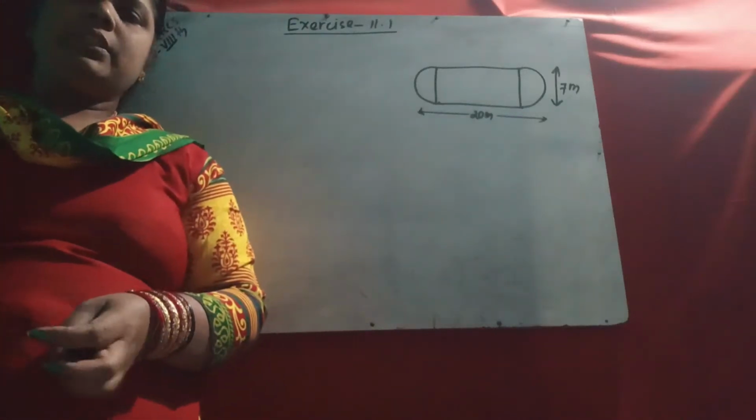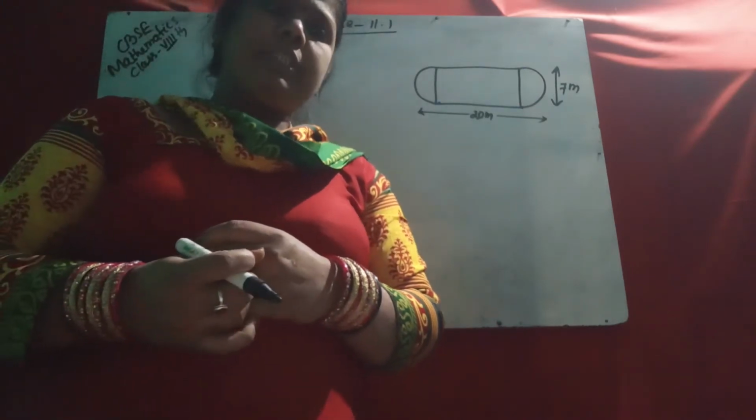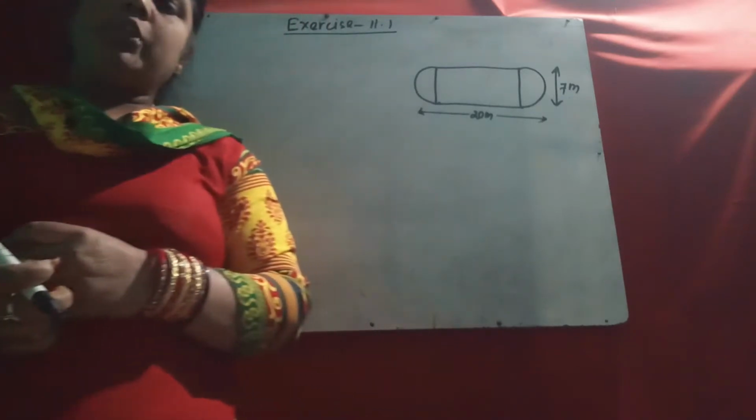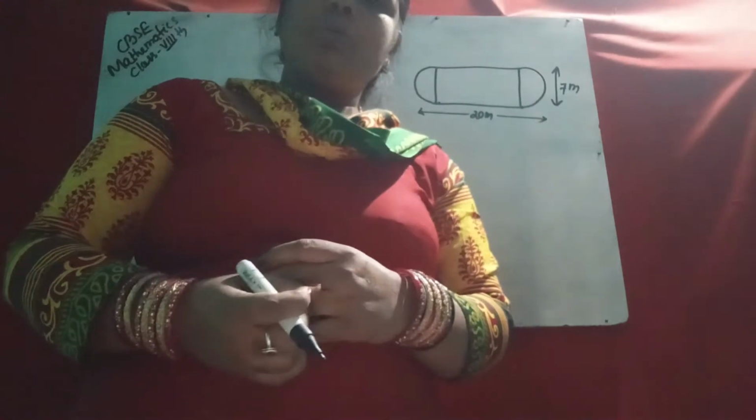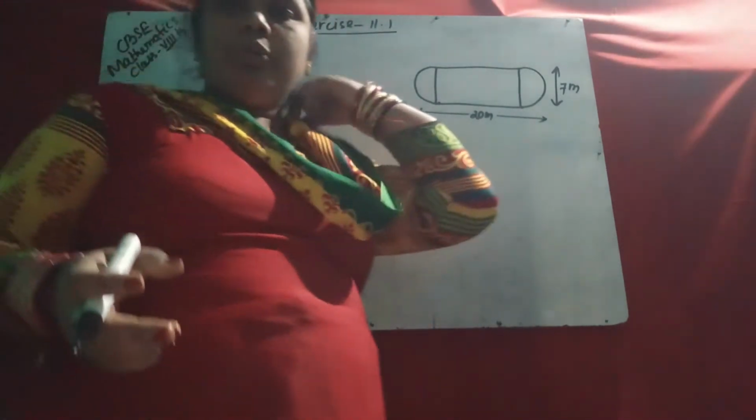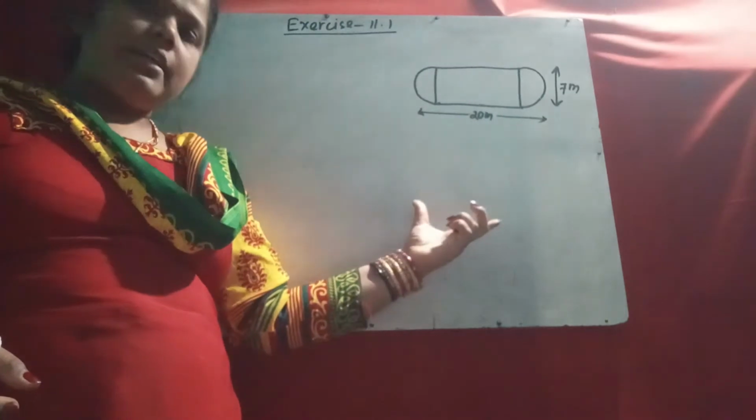Good morning, students. Today I am going to solve some important problems of exercise 11.1 and some problems from 11.2. The first problem is 11.1, question number 3. In question number 3, you can see in your book that such a picture is given. It is a rectangle and consists of two semicircles. You have to find the area and perimeter of this picture.